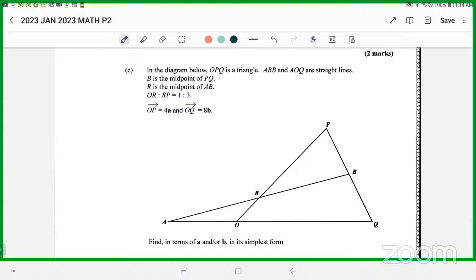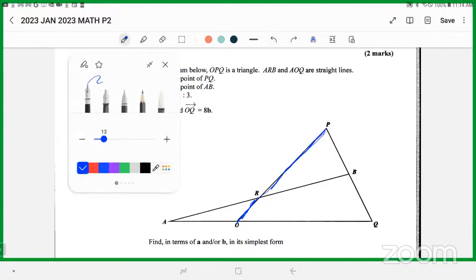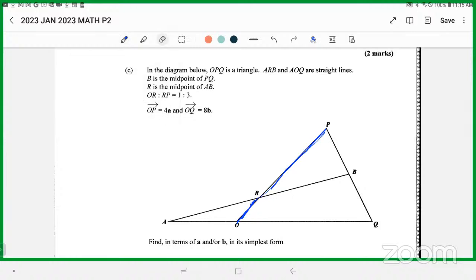Then they tell us a ratio. OR to RP is 1 to 3. So this is OR, this is RP. They are in the ratio 1 to 3. So if I were to put the ratio that they gave me on the line, which is a nice way to do it, put the ratio on the line. So OR is 1 part, RP is 3 parts. So the total parts on this line is 4. 1 plus 3 is 4.